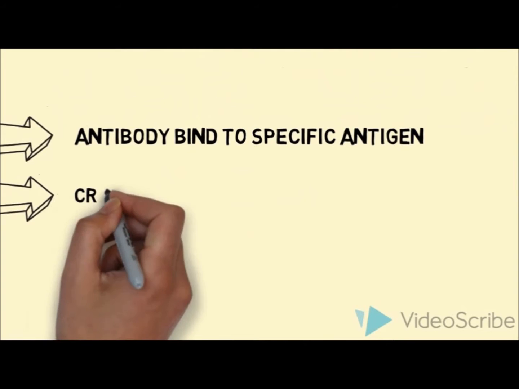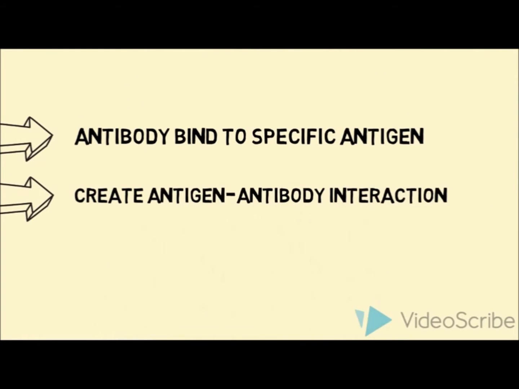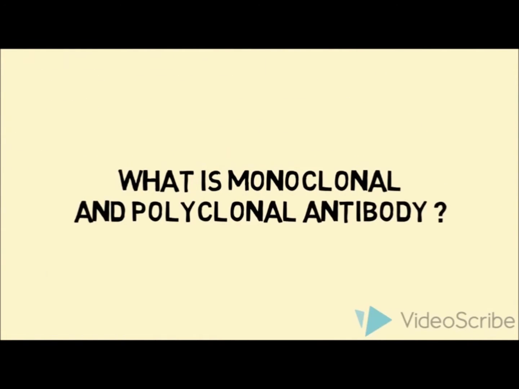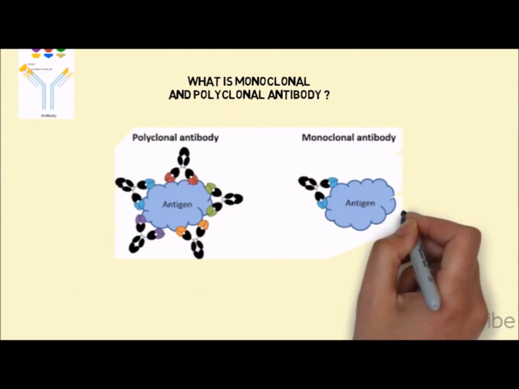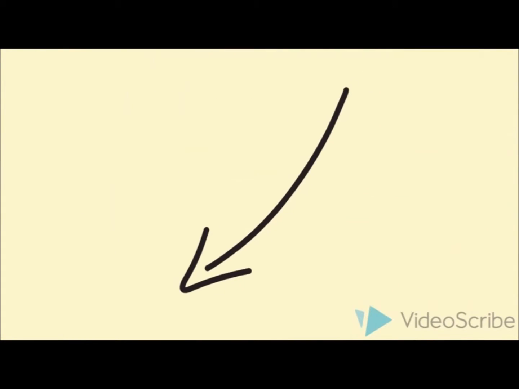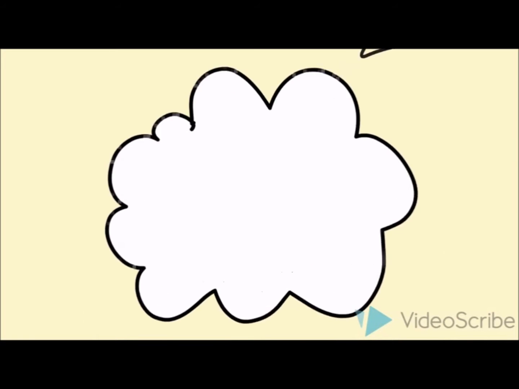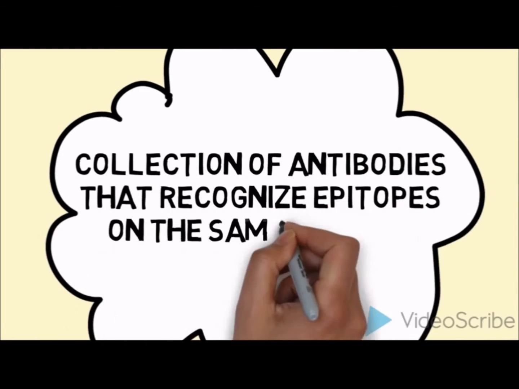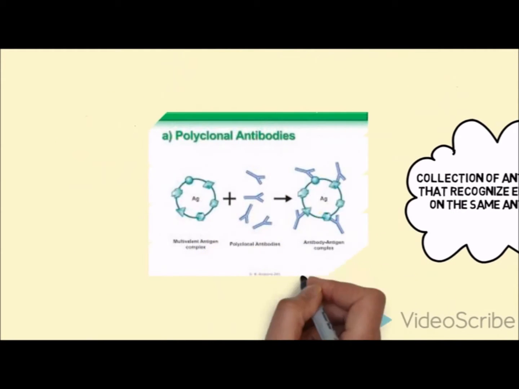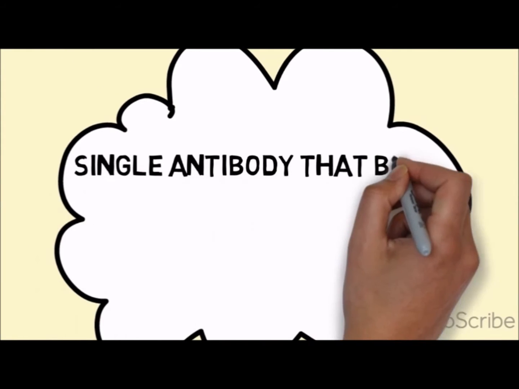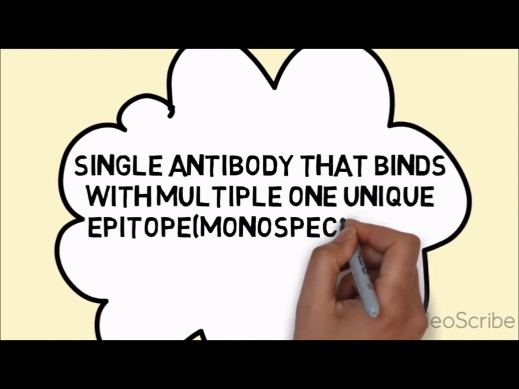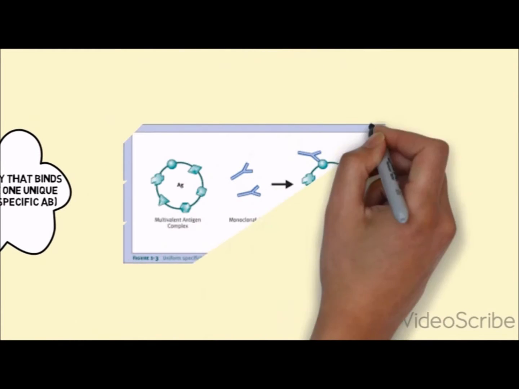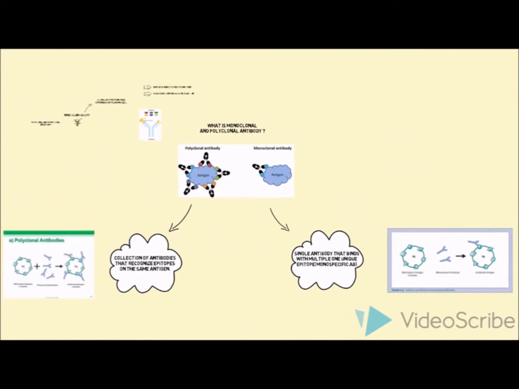So now we move to the polyclonal and monoclonal antibody. What are monoclonal and polyclonal antibodies? Polyclonal antibody represents a collection of antibodies from different B cells that recognize multiple epitopes on the same antigen. In contrast, monoclonal antibody represents antibody from a single antibody-producing B cell, and therefore it only binds to one unique epitope. This monoclonal antibody is also known as monospecific antibody.